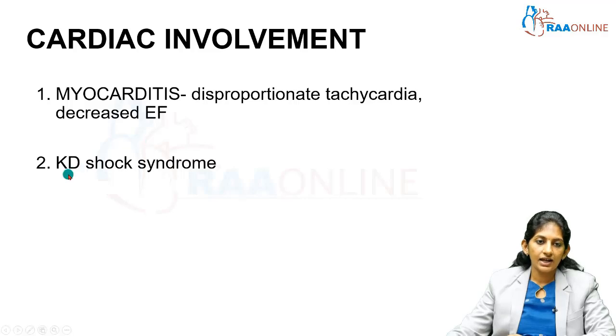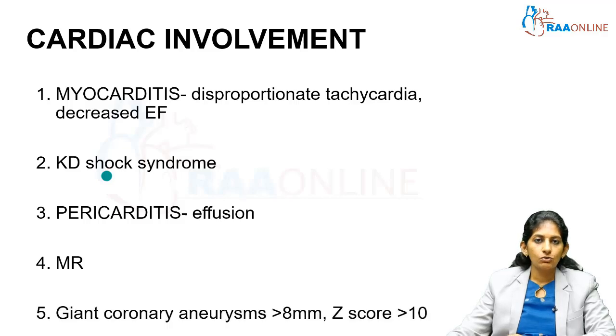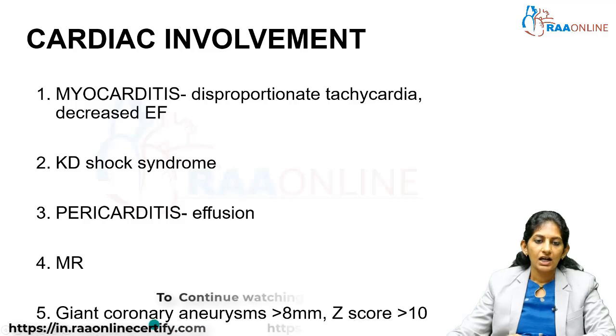Kawasaki disease children can present with shock also, around 10 to 15% can present like a hypotensive shock. Pericarditis and effusion should be seen in the echo. Mitral regurgitation can be seen rarely. Look for the coronary aneurysms, look for the size of the aneurysms, compare with a Z score. A giant coronary aneurysm is called if the size is more than 8 mm or the Z score is more than 10.